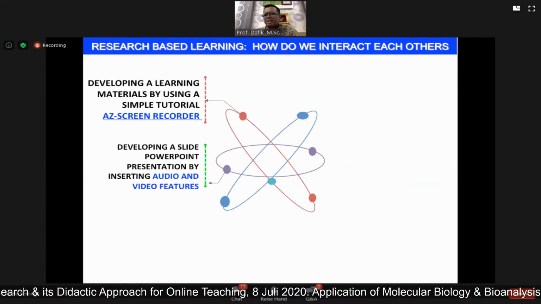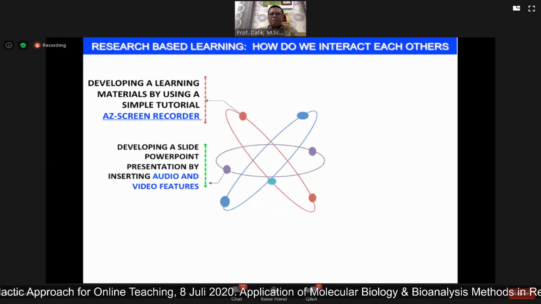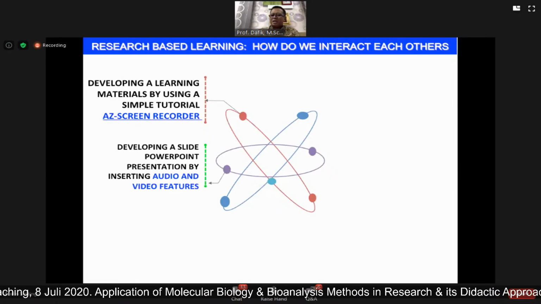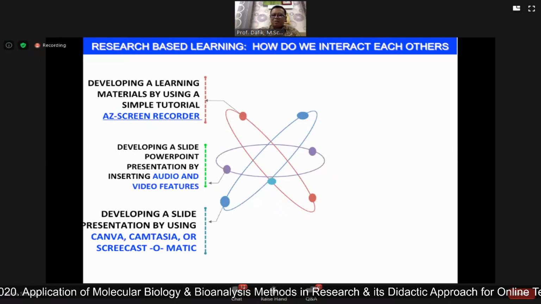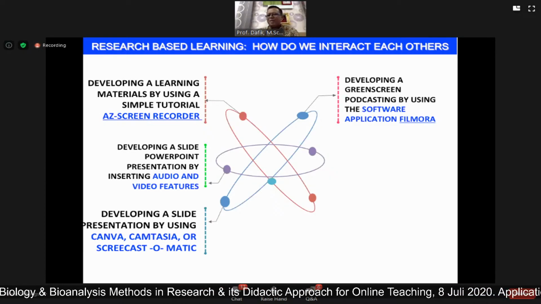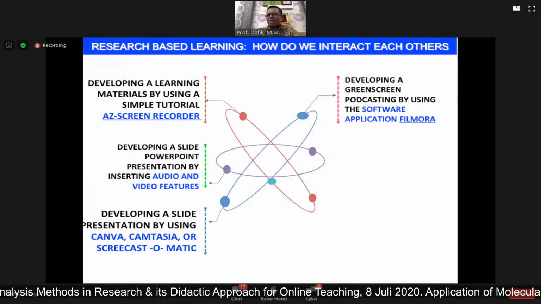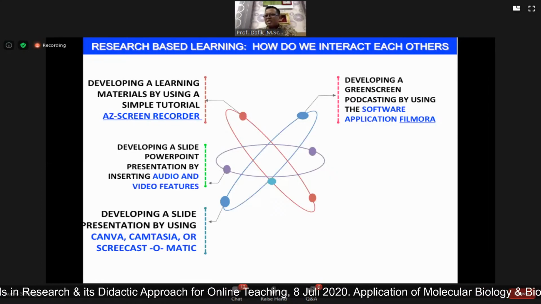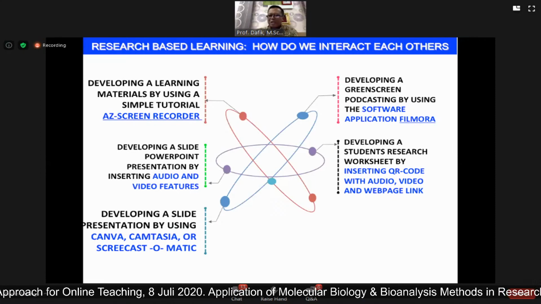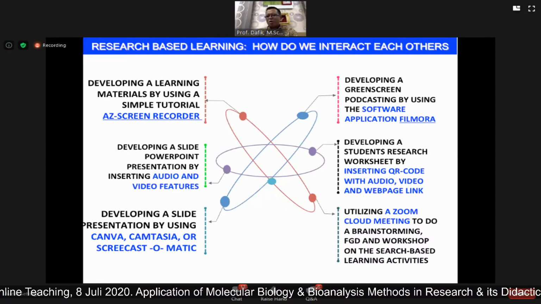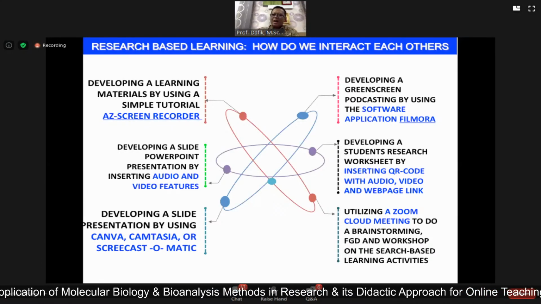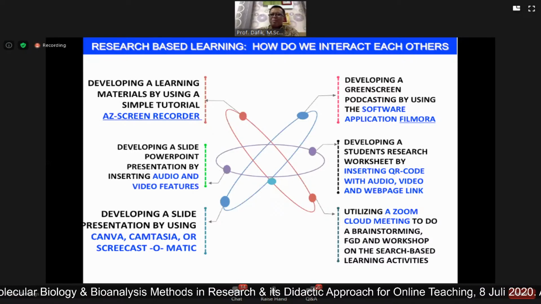So that is the strategy in the pandemic situation: we develop learning material using simple tutorials with a screen recorder, and slide PowerPoint presentations with inserted audio and video features, and also slide presentations using Canva, Camtasia and Screen-O-Matic to deliver material. We even use podcasting software with green screen and the Filmora application. We also insert QR codes with audio on the page. The last one, which we also use right now, is Zoom cloud meeting using a brick house system for hosting and everything. And our rector also recommends using this kind of thing.